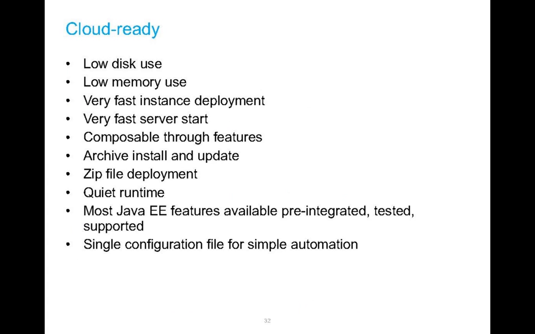There is installation via archives and update via archives. Then there is also zip file deployment. That is how we expose what I said before, of doing the minify and generating a zip file with just the features that you need. It's a quiet runtime, which means when it is idle, it does not utilize CPU. Most Java EE features are available, pre-integrated, tested, and supported. And finally, you have a single config file for simple automation, so it's easy to use a config, save it, and reuse it at multiple places.